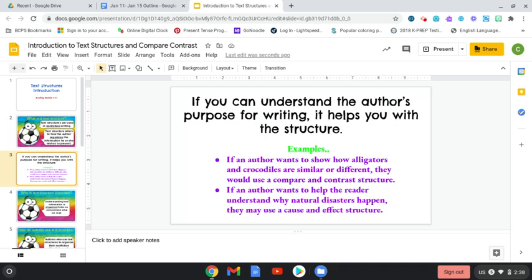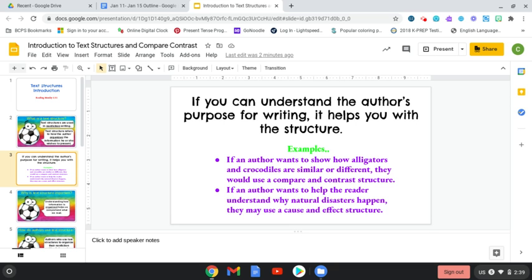So, if you understand the text structure of the author's writing, you're going to be able to understand the purpose for the writing. So, here's some examples. If an author wants to show you how alligators and crocodiles are similar or different, they're going to use a compare and contrast structure. That means that when they're writing, they're going to explain ways that crocodiles and alligators are the same and ways that they're different.